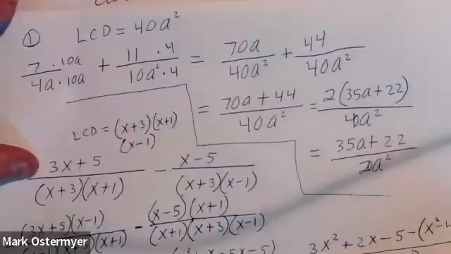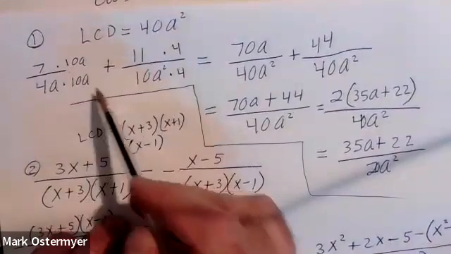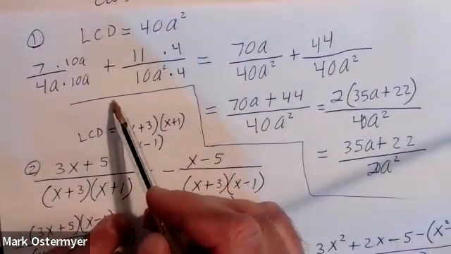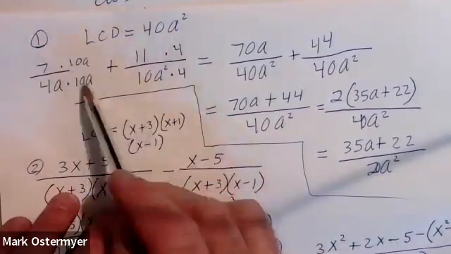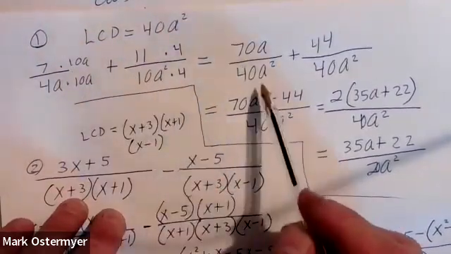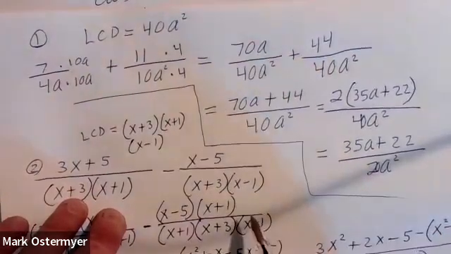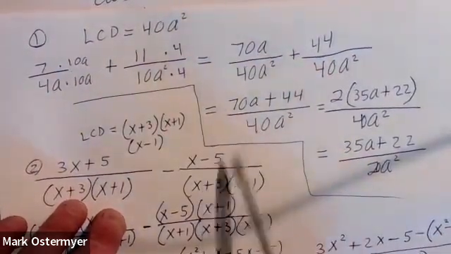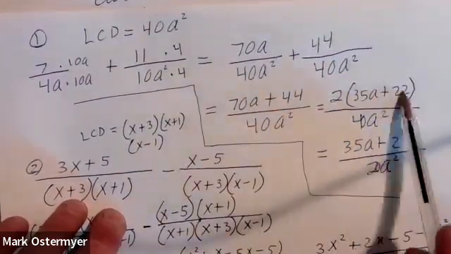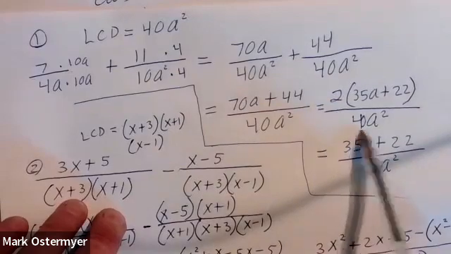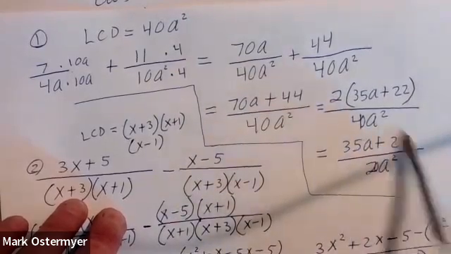So number 1 is, relatively speaking, not that bad. Common denominator of 4a and 10a squared is going to be 40a squared. And so we're going to have to multiply these rational expressions by appropriate factors to build them up into equivalent rational expressions with the common denominator. And then once you get a common denominator, you proceed to work with your numerator. You factor a 2 out of both these terms here, and then that 2 will reduce with the 40a squared down to 20a squared. And that'd be the final answer there.